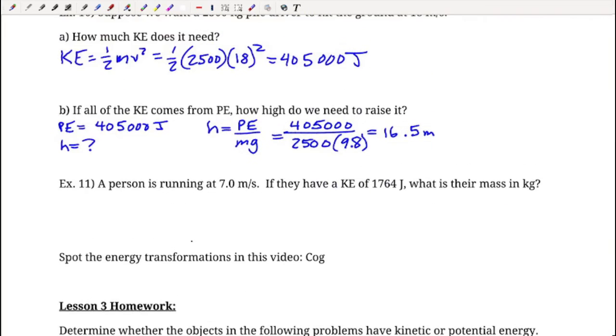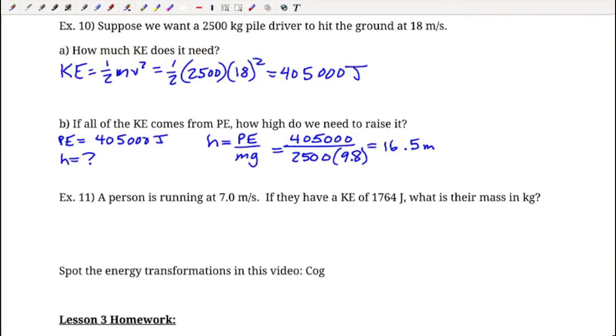Example number 11, this is the last one. A person is running at 7 meters per second. If they have a kinetic energy of 1764 joules, what is their mass in kilograms? So we have kinetic energy given, we have speed given, we're looking for mass. We have KE equals 1/2 mv squared. Before we start plugging numbers in, we need to rearrange this for mass. So maybe try that on your own, pause your video, and then come back and see if you got it right.